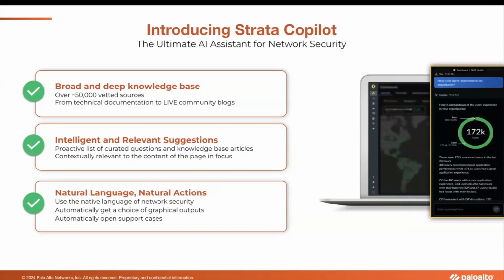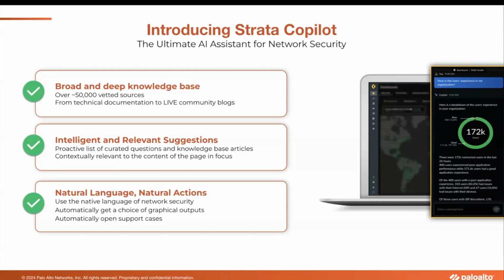Strata Copilot gathers data from over 50,000 vetted sources, including technical documentation and live community blogs, covering the end-to-end network security product portfolio, and provides comprehensive insights, as mentioned before, by collecting 5 petabytes of data across our product portfolio on a daily basis. These sources cover all Strata platforms, functionalities across SASE and NGFW deployments. That is the power of Strata Copilot, with all the product knowledge, all the documentation inputted into that, and we can get the right response.